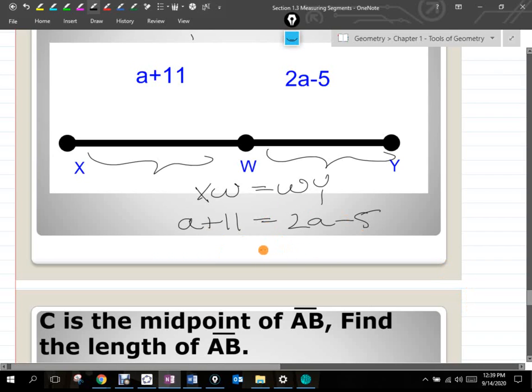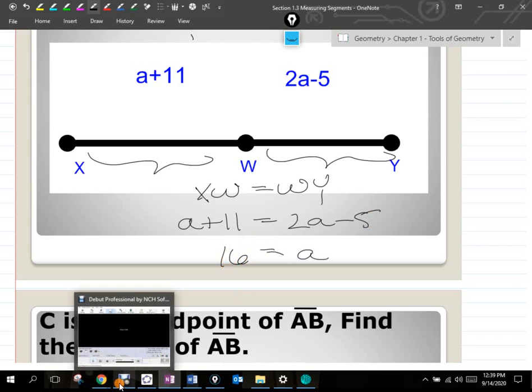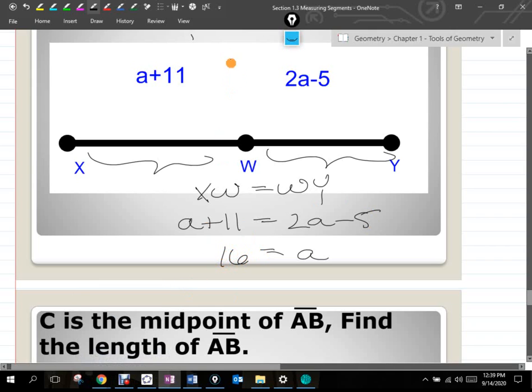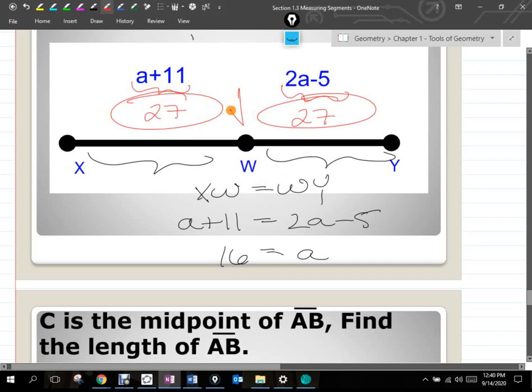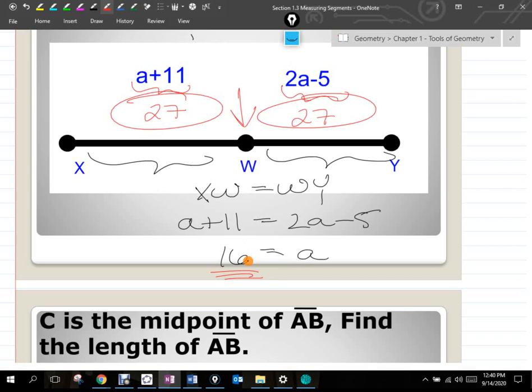So now I'll subtract A from both sides, add 5 to both sides, so we get A to be 16. And again, there's built-in checks to this stuff. If A is 16, what's that quantity? What's 16 plus 11? 27. What's 2 times 16? 32 minus 5? 27. Are those two numbers the same? Does that prove to you that W was a midpoint? Okay. Any other number other than 16 would not show that. It'd show that W is closer to X or closer to Y. That kind of make sense?